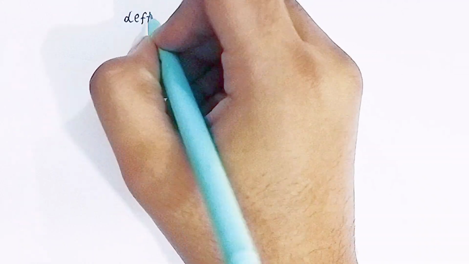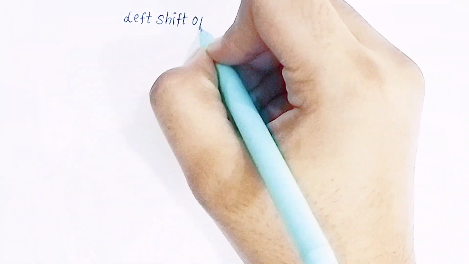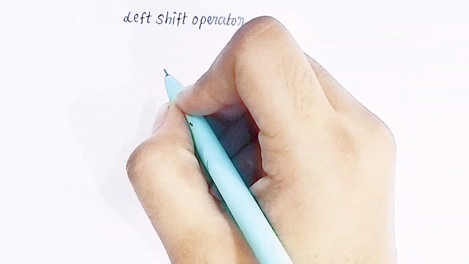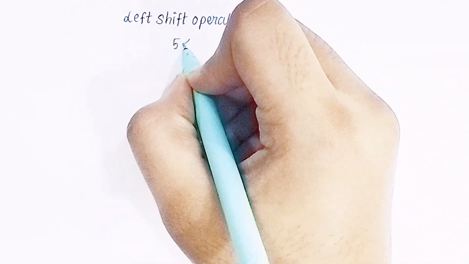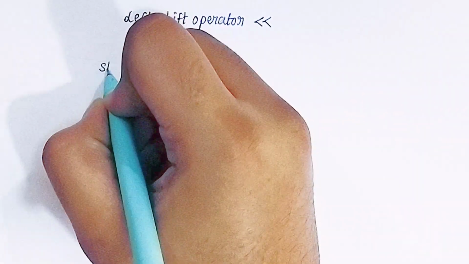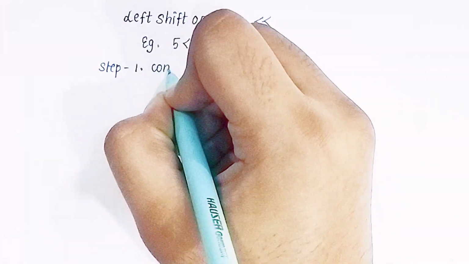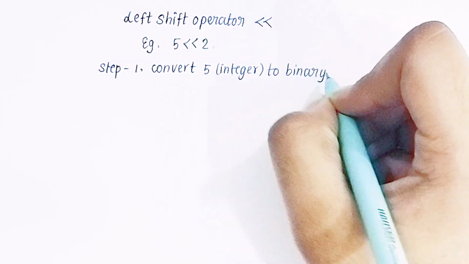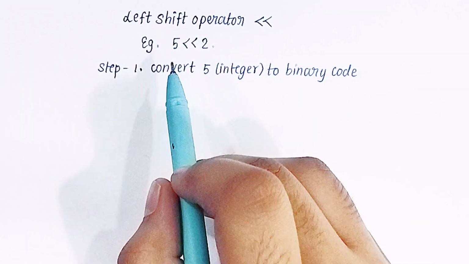Let's begin with the left shift operator. It is represented with this symbol. Consider an example like 5 left shifted by 2. So step 1 is to convert the number 5, which is an integer, to binary code. I hope you know how to convert.